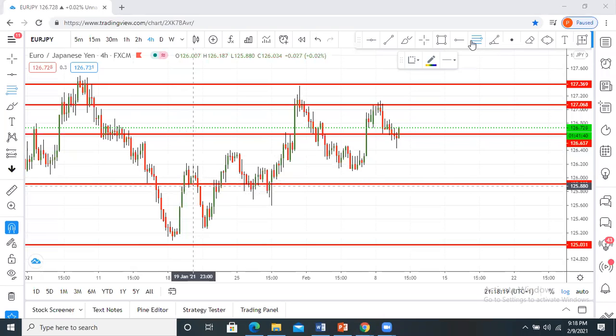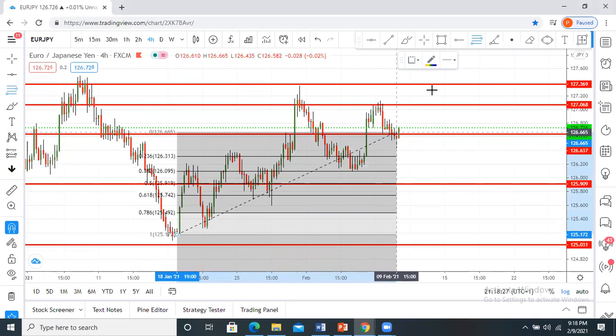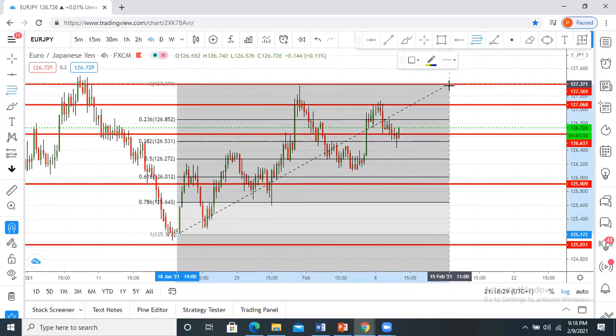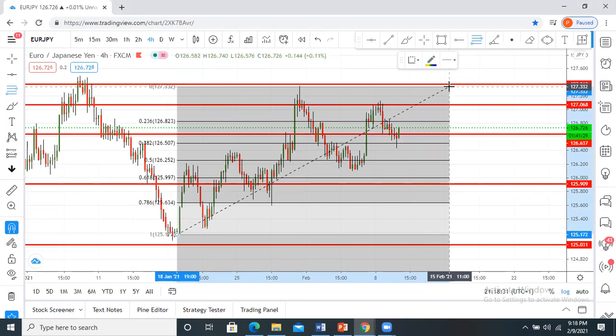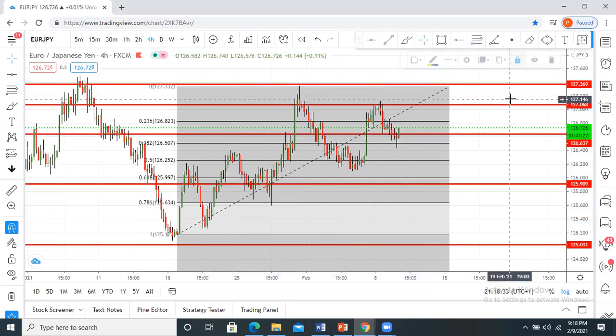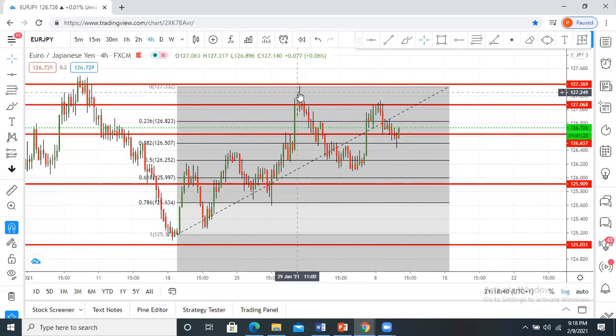Simple. Once you click your Fibonacci tool, you put your cursor here, you drag it up to where the pullback starts happening. Now, if you look at their chart, look at where the pullback started. The pullback started from here.